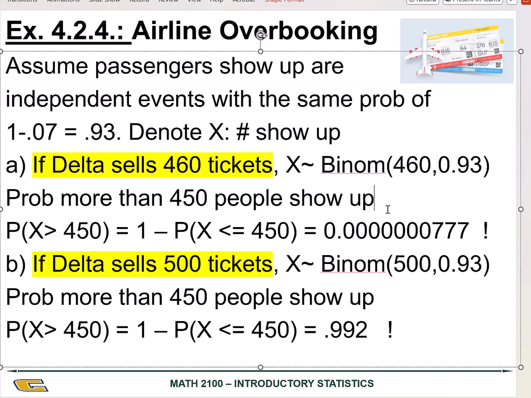So you just do the same strategy: 1 subtract probability X greater than 450 equals 1 subtract probability X less than or equal to 450. And you do binomial CDF 500, 0.93, and 450, right? 1 subtract that quantity, and this is the quantity you get, right? 0.992, 0.992. So which is a very high probability. So it's better we shouldn't do that, right?